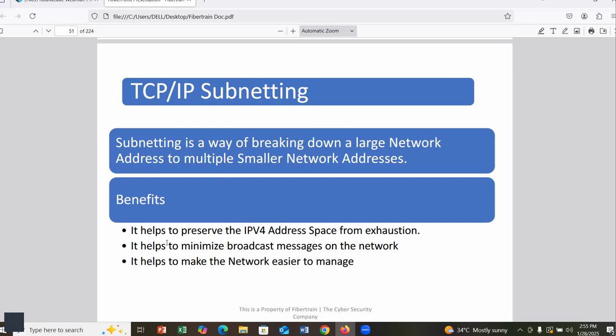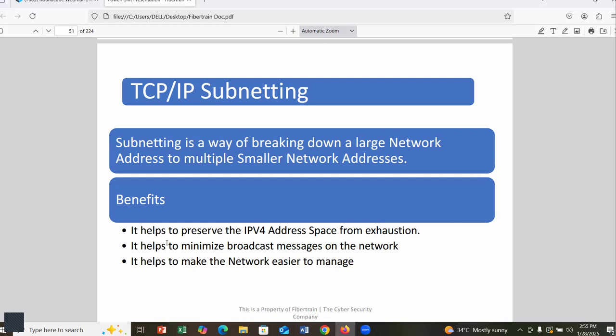The third one says subnetting helps to make the network easier to manage. With subnetting, the network will be easier to manage because all the systems are not using the same network anymore. They will be using different networks. So anytime I want to deny people from accessing the internet, I can use their network to deny them. And anytime I want to grant people internet access, I can make use of their network. It's different from when everybody is using the same network.